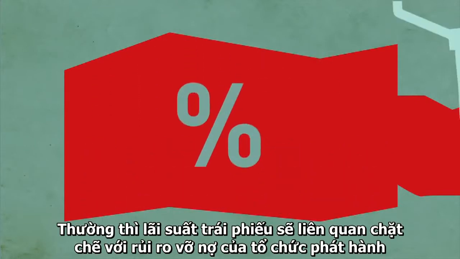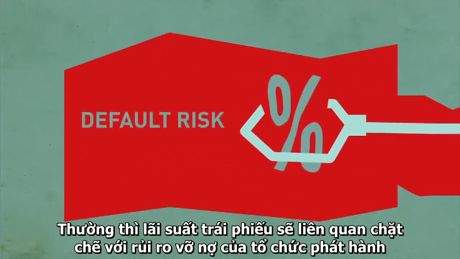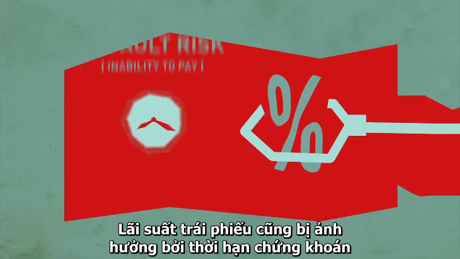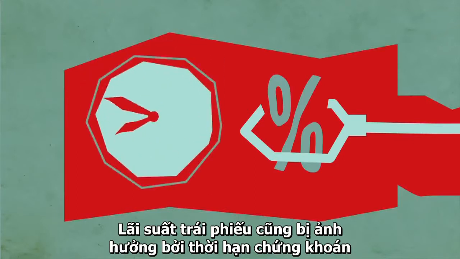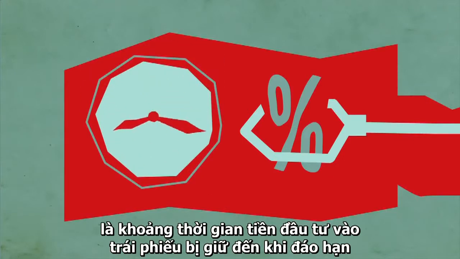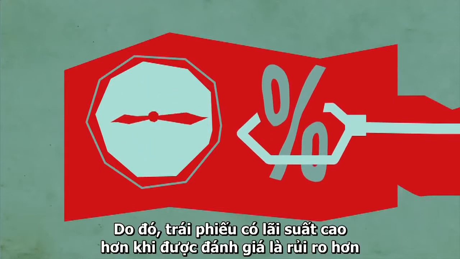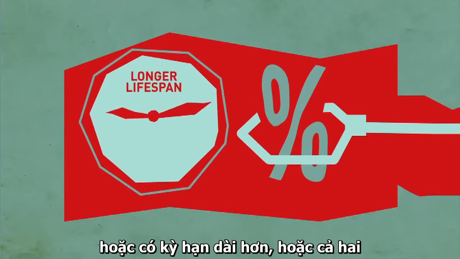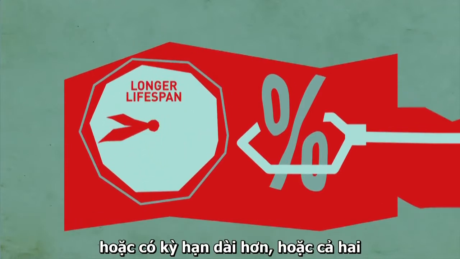Normally, the interest rate is closely tied to the apparent default risk of the issuer, or its inability to fulfill its payment obligations in the future. It is also impacted by the time frame of the security, or how long your money will be tied down if the bond is held to its maturity. So bonds with higher interest rates are likely considered to be more risky or have a longer lifespan, or maybe even a combination of both.